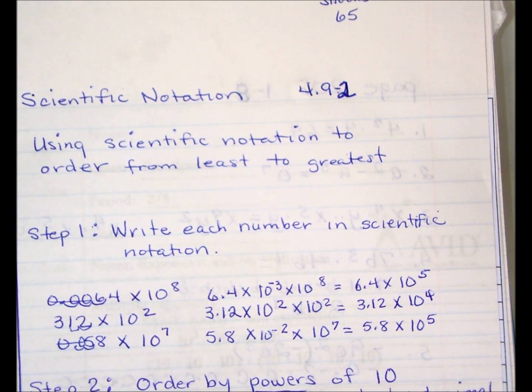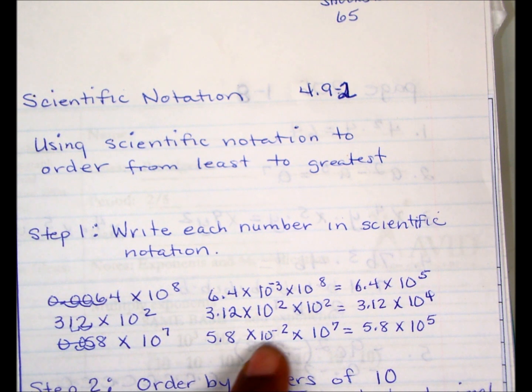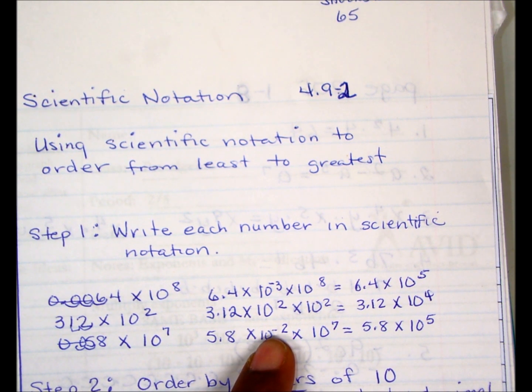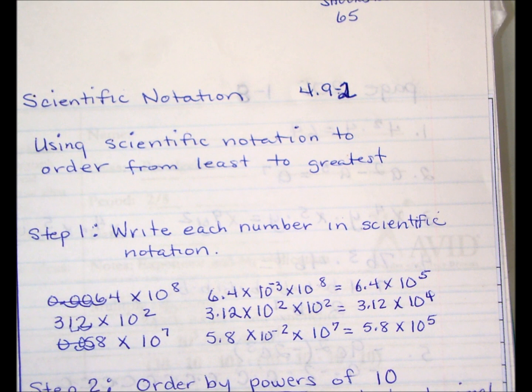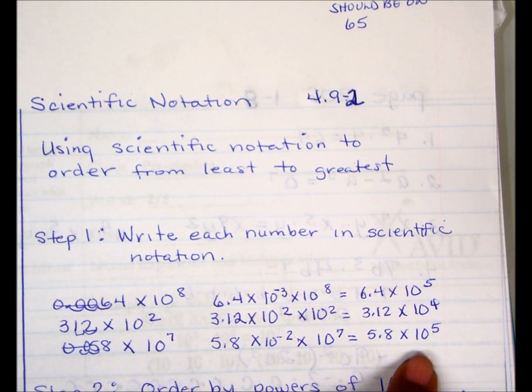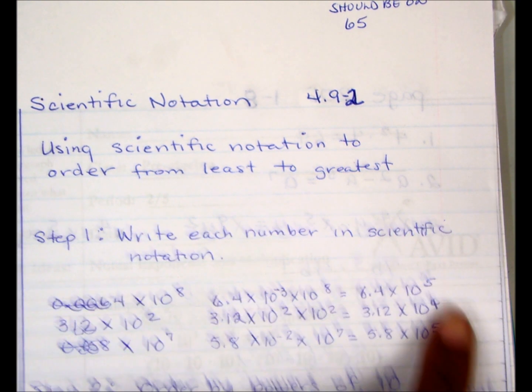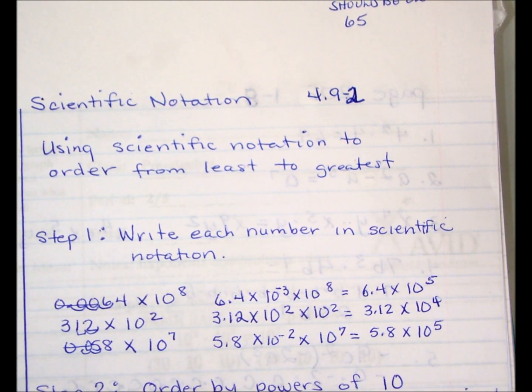10 to the 4th. And finally, we had to move 58 thousandths and make it 5.8 times 10 to the negative 2. We had to move it 2 spaces in the negative direction, times 10 to the 7th power, which 10 to the negative 2 and 10 to the 7th equal 10 to the 5th. All right. So now we've got them all in scientific notation. We had to do some extra work, but we've got them all in scientific notation.